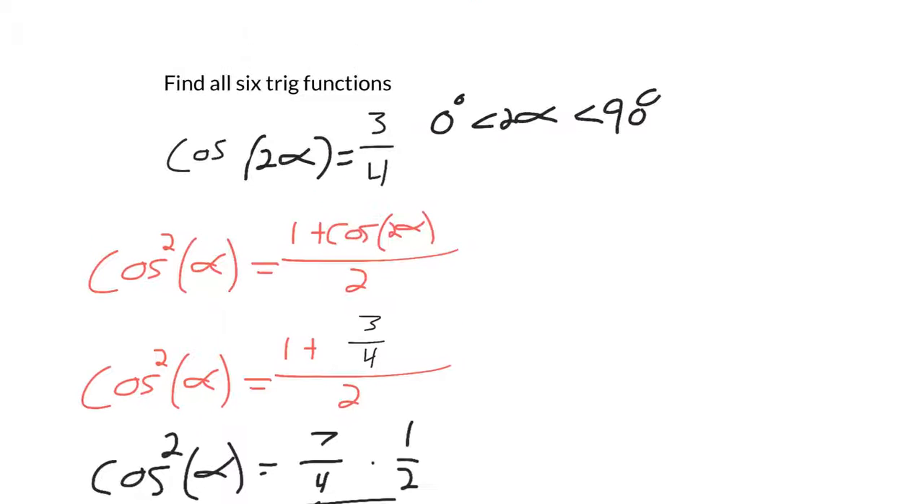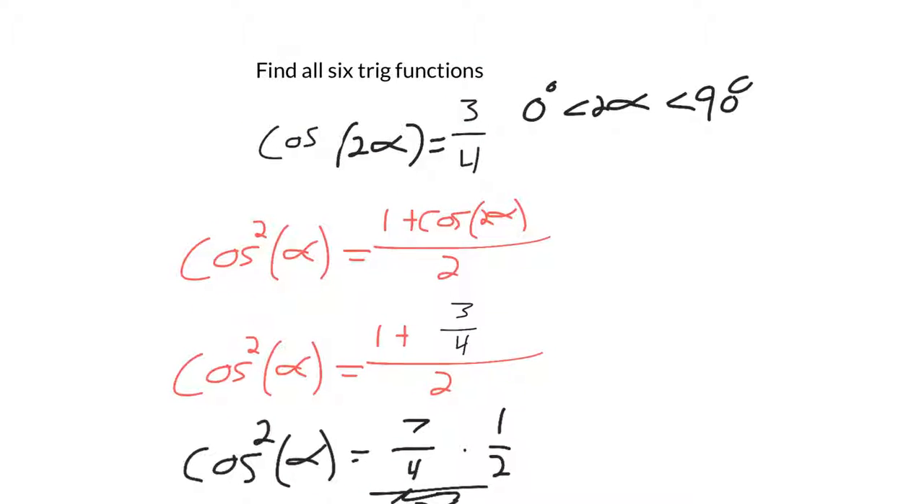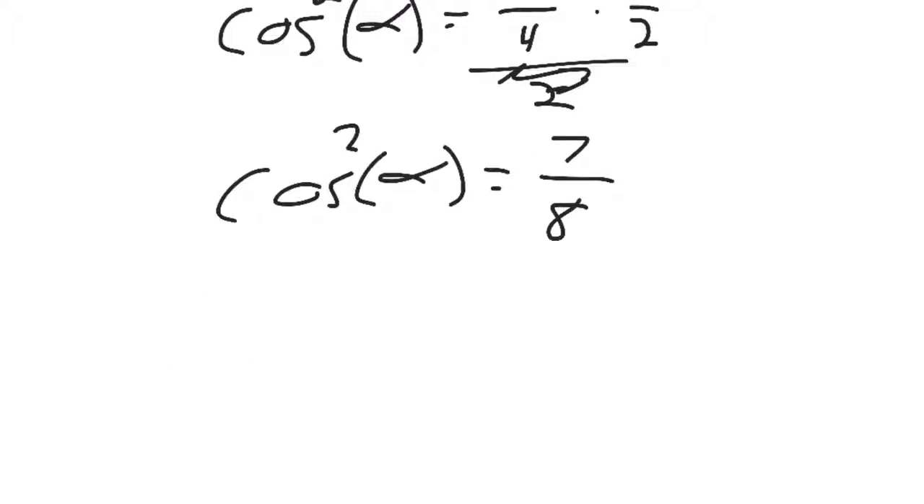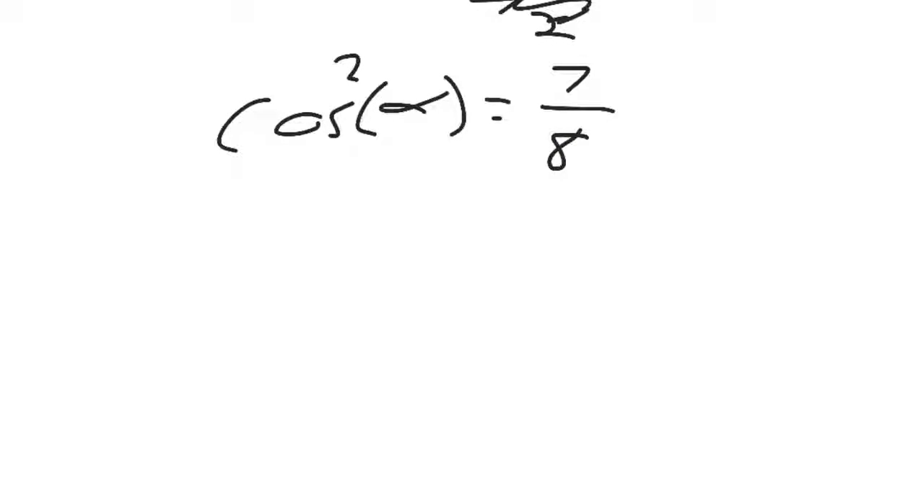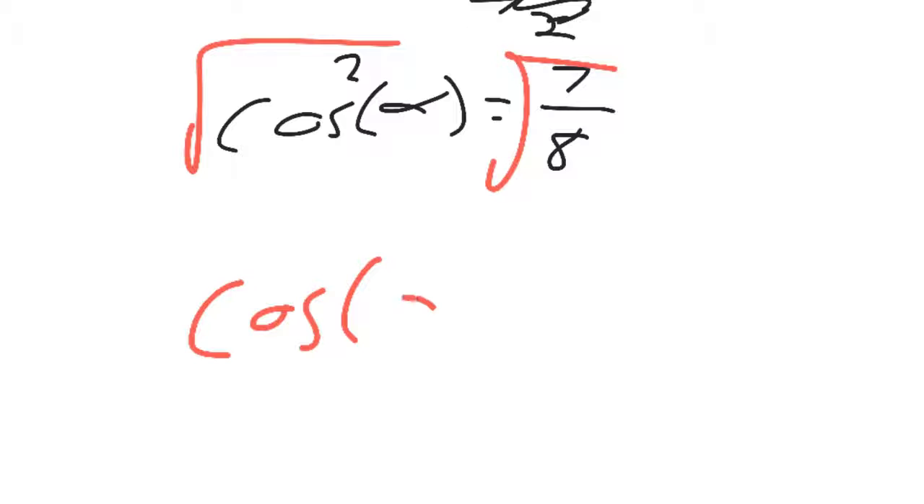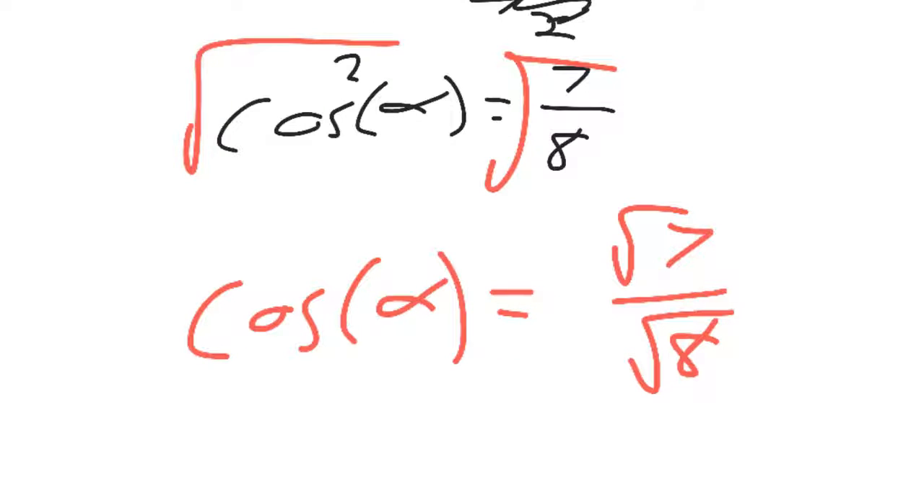But if we're trying to find all the other trig functions, we want to find out what just cosine is, not what cosine squared is. So we can use an old trick of taking a square root to cancel out a squared. When we do that, we have that cosine alpha is square root of 7 over square root of 8. The one thing we should always remember, though, is that when we take a square root to cancel out a squared, there are positive or negative answers possible.